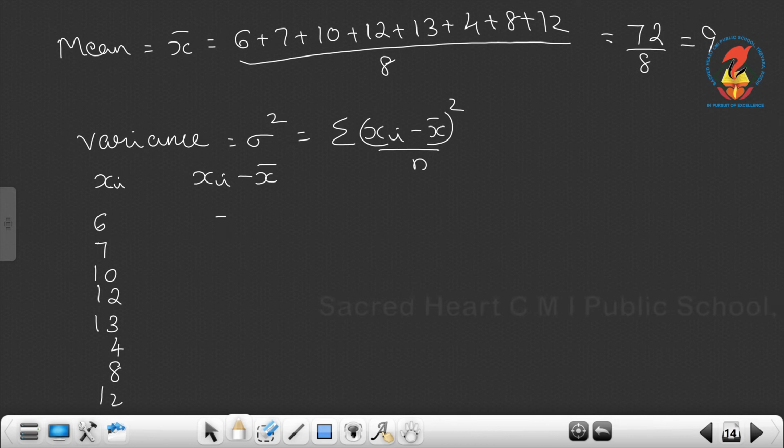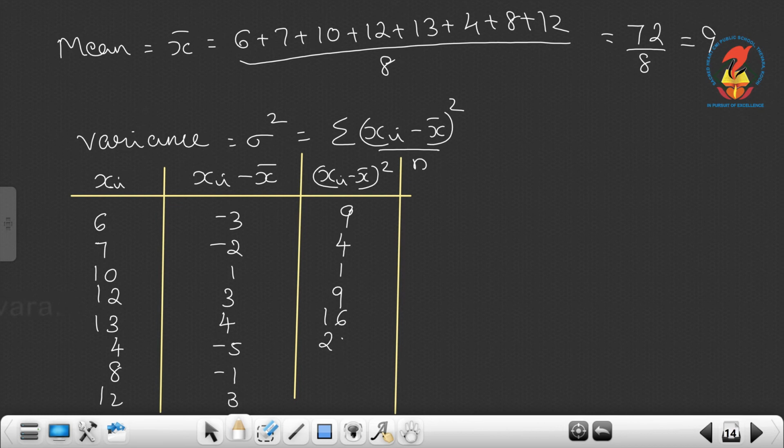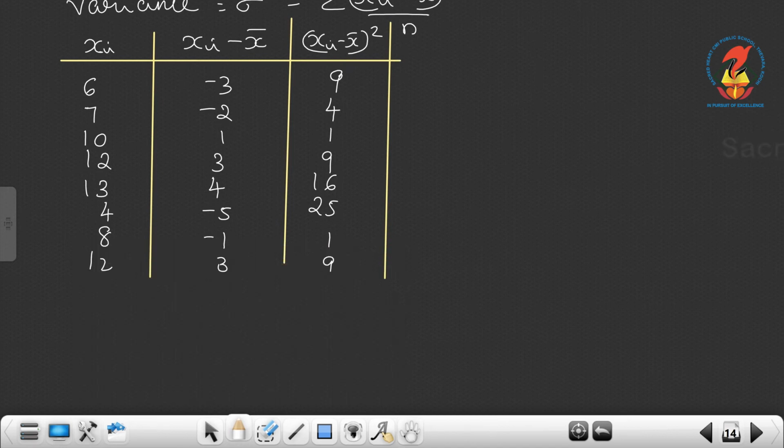6 minus 9, that is minus 3, minus 2, 1, 3, 4, minus 5, minus 1 and 3. And what is xi minus x bar whole square? That is 9, 4, 1, 9, 16, 25, 1, 9. Find the total of the last column. So 9 plus 1 is 10, 15, 21, 30, 40, 44, 50, 74.